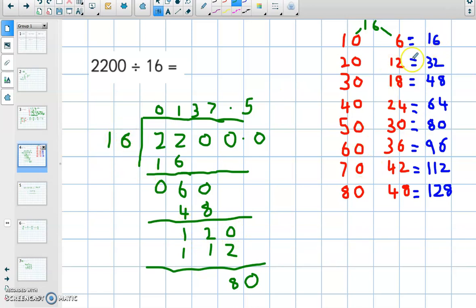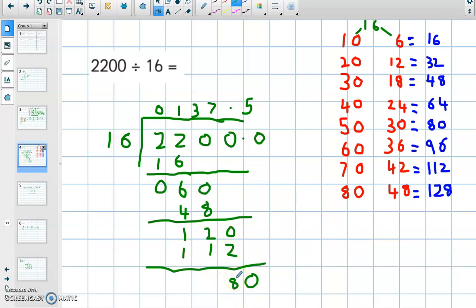Well, if I go back to my partitioning method for my 16 times table, I know there's 1, 2, 3, 4, 5, 6, 7 16s in 120, because remember I don't want to go beyond 120. So I've got 7 16s in 120. So I put 7 up here, which gives me 137. Now, I do have a remainder. I have remainder 8, because if I subtract that 112 away from 120, it leaves me with 8.